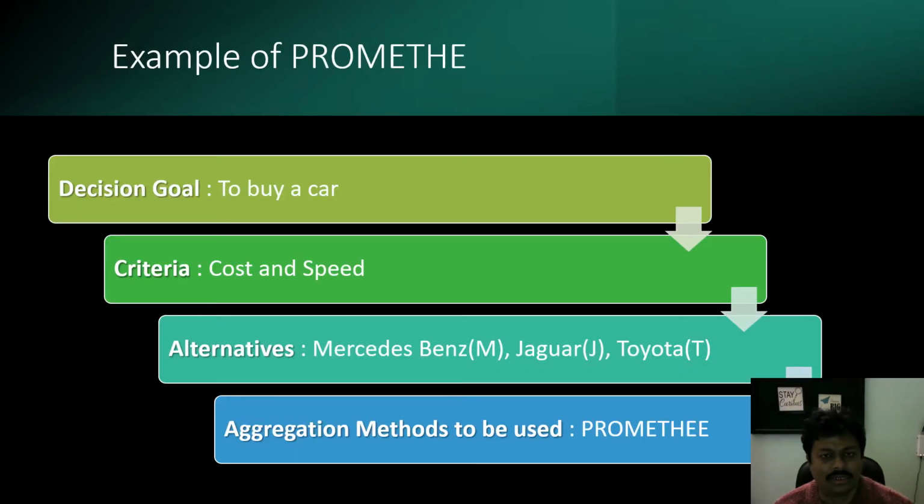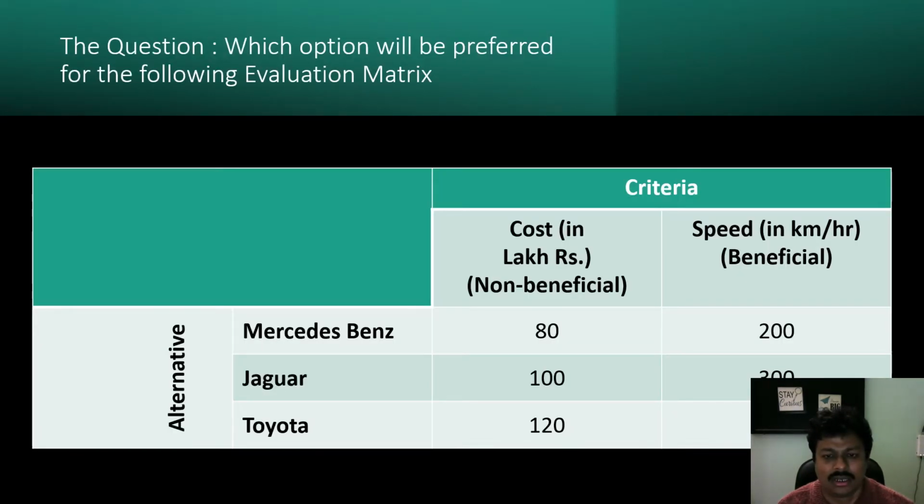So let us explain this method with an example. Our example is to buy a car. The criteria are cost and speed, and the alternatives are Mercedes, Jaguar and Toyota. These are the alternatives, and these are the criteria, cost and speed.